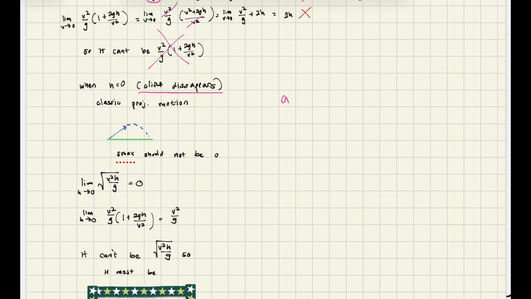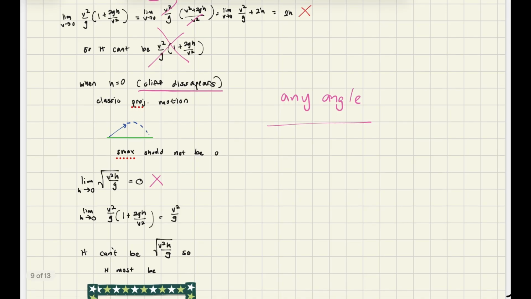However, it does say that we can pick the angle. So when h goes to 0, all that happens is it becomes projectile motion. So the s of x max should not be 0. So now let's take the limit as h goes to 0 for both of these, and the limit as h goes to 0 of the square root of v squared h over g goes to 0, which is wrong. And then we have the limit as h goes to 0 of v squared over g times 1 plus 2gh over v squared goes to v squared over g.